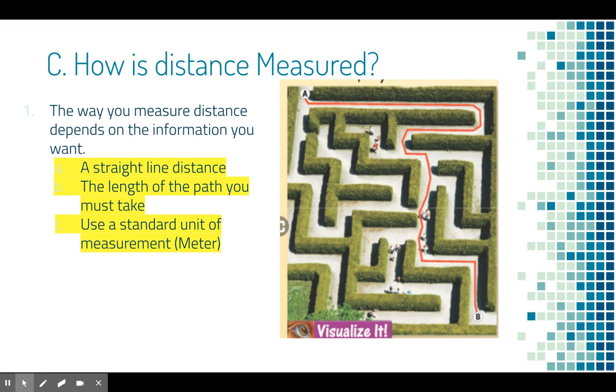Okay. Same thing if you're biking to a friend's house. They might say, well, it's only 1 mile away, but if you follow the bike path, it's actually going to be 1.2 miles. Looking at this maze in the picture on this slideshow, you can see that the distance between point A and point B, if we were to use a straight line, would be a lot shorter than the path that we actually have to take. And the standard unit of measurement that we use, remember, is the meter.